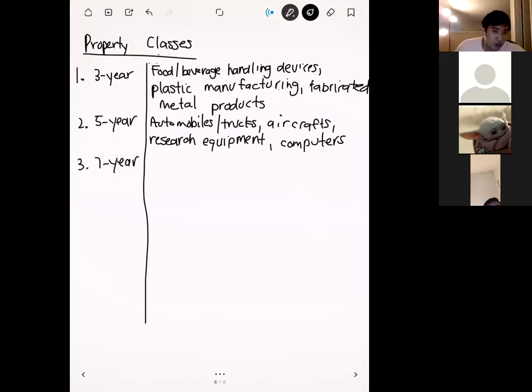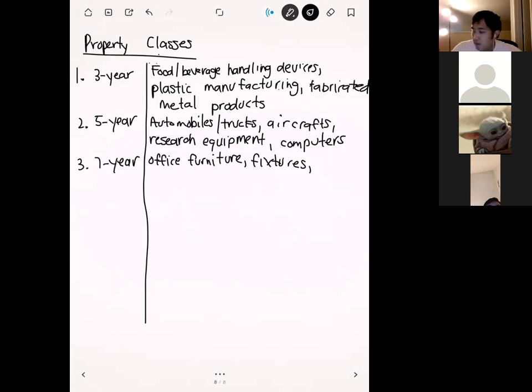All right, 7-year property. If your asset belongs to one of these categories, then it's classified as a 7-year. These are things like office furniture. Things like fixtures. And the 7-year property is kind of unique.